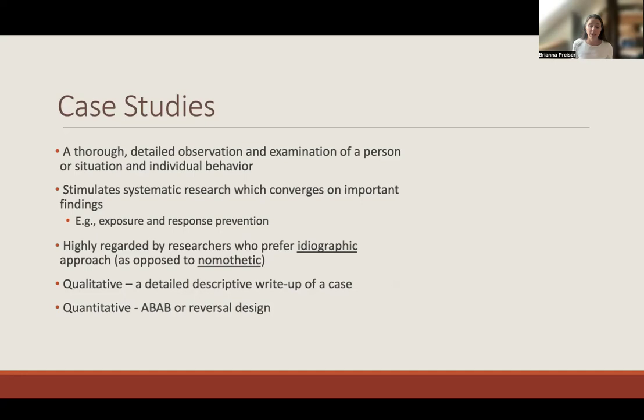Sometimes case studies are qualitative in nature, like having a really detailed write-up of a case, and sometimes they can feature some experimental qualities, like focusing on a person at different time points, or using some version of an A-B design, like exposure to that treatment, taking the treatment away, starting the treatment again, taking the treatment away, where A and B are each representing the presence or absence of that treatment.